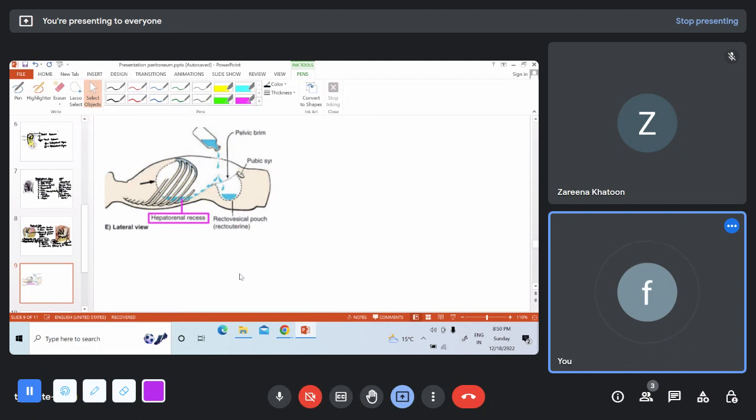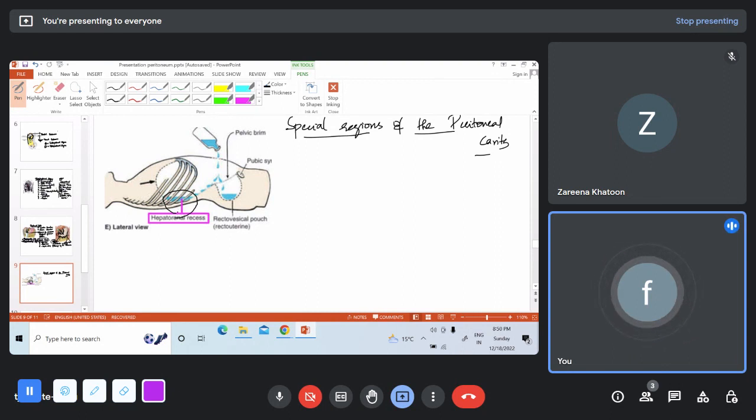Now, in this particular slide, we'll be studying the special regions of the peritoneal cavity. We have a few special regions, among which two regions are very, very important. One is the hepatorenal recess or the hepatorenal pouch.